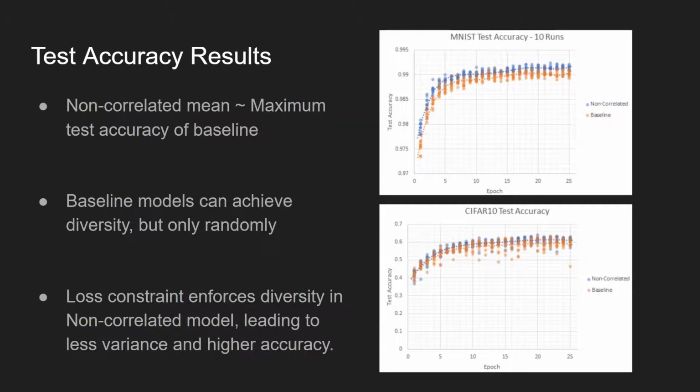So on our test accuracy results, we tested it on MNIST and CIFAR-10. We can see that we actually have a significantly higher test accuracy when we have this non-correlated loss. Now, we can actually see that the mean of our non-correlated model, which is the same model as the baseline but with a different loss function, is almost equivalent to the best test accuracies of the baseline. So we believe that this is the way it is because baseline models can achieve diversity, but only randomly. There's nothing constraining them to be diverse, and there's nothing constraining all the different dropout permutations to output the same result. So this loss constraint enforces diversity in the non-correlated model, leading to less variance and higher accuracy.